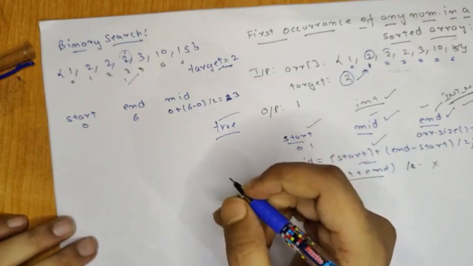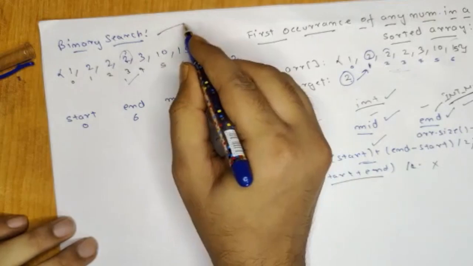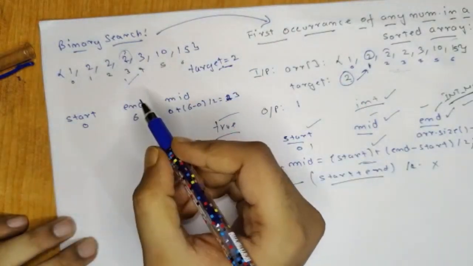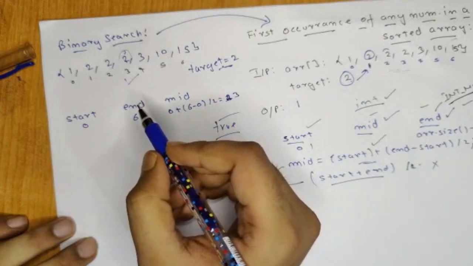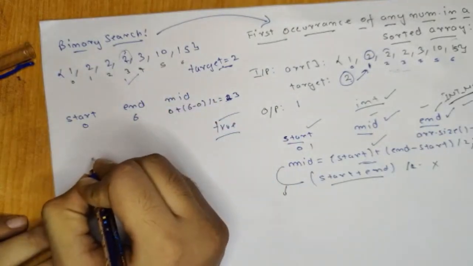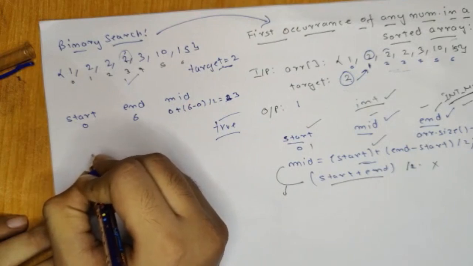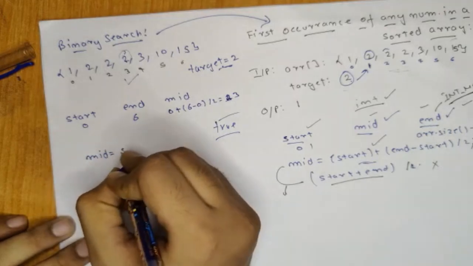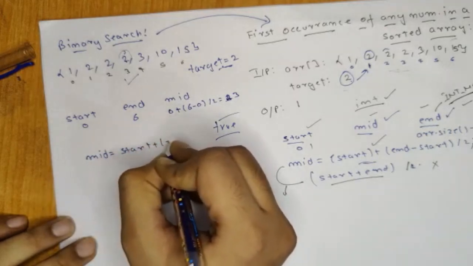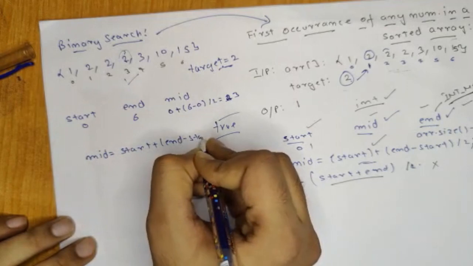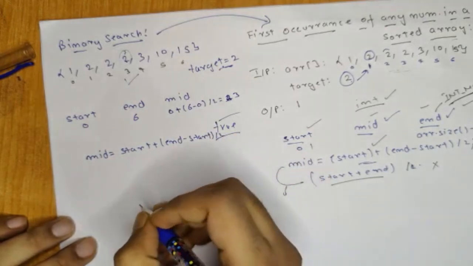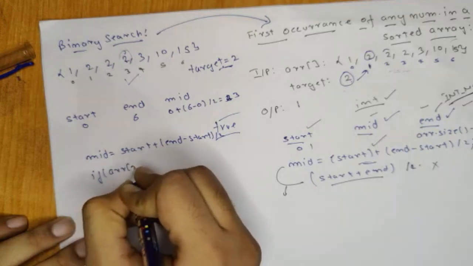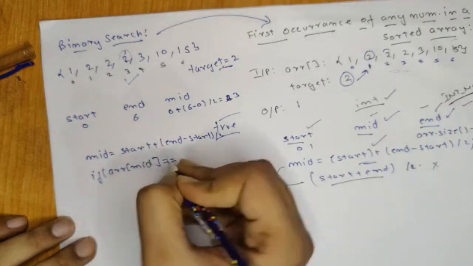So let's think about how we can use binary search to solve this problem. Let's write the binary search algorithm first. We will calculate mid as start plus end minus start divided by 2. Then we usually check if arr of mid is the same as target.